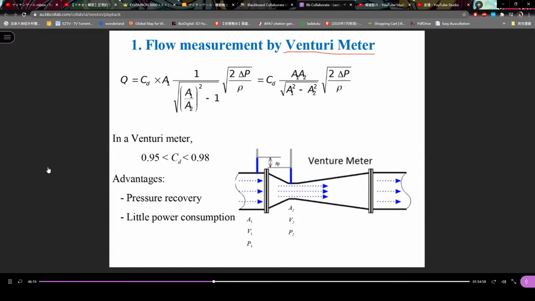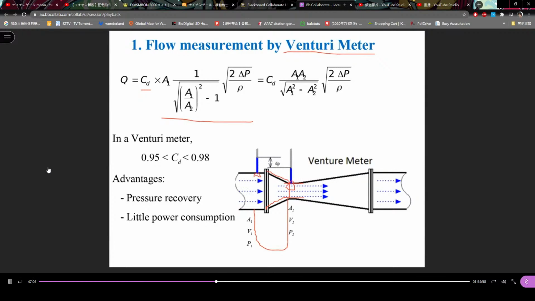It is similar, because it's always a narrowed path. And we can simply use the previous equation times this CD, the discharge coefficient. But here, just like an orifice, there is a gradual reduction of the diameter of the path, so that we measure the pressure difference at this point and the pressure at this point by using a U-tube, or you can connect a U-tube in this way.